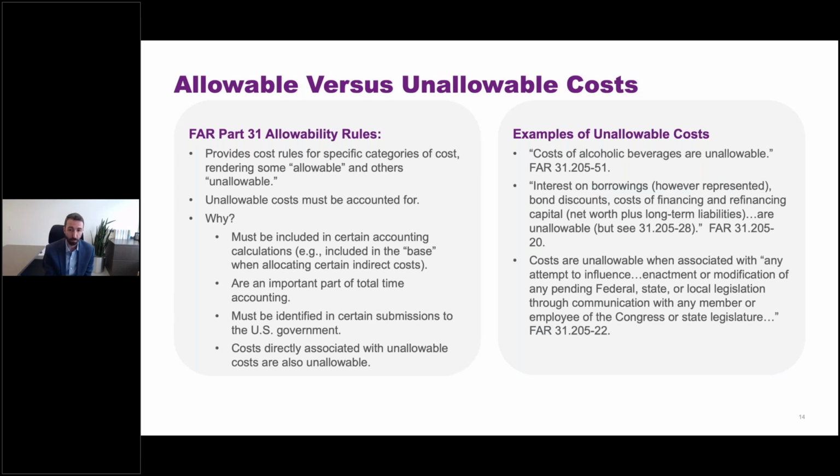But there's some others that are more business oriented. The alcohol one is very simple to understand. There's others that are a little more nuanced, like interest on borrowings, however represented, bond discounts, cost of financing and refinancing, capital, net worth plus long-term liabilities are unallowable under the standard cost principle. Certain costs of attempting to influence the enactment or modification of legislation, lobbying costs, right? Government will typically treat as unallowable. So that's just some examples.